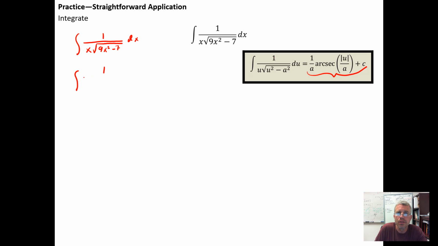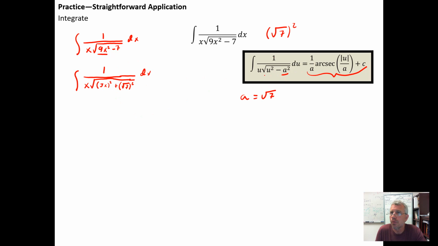So I'm going to have 1 over x times the square root, and we're going to rewrite the 9x squared as 3x squared plus, pull my radical out, here's my dx, and then 7. We want to recognize that 7 can be written as the square root of 7 squared. So we're going to rewrite that as the square root of 7 quantity squared, and that gives us our a equaling the square root of 7.